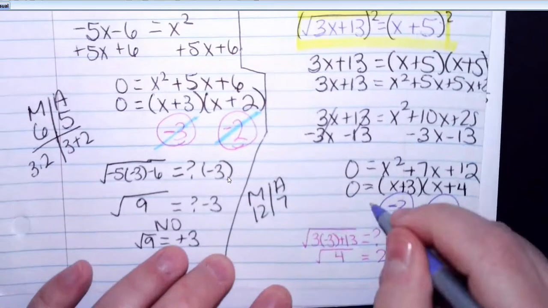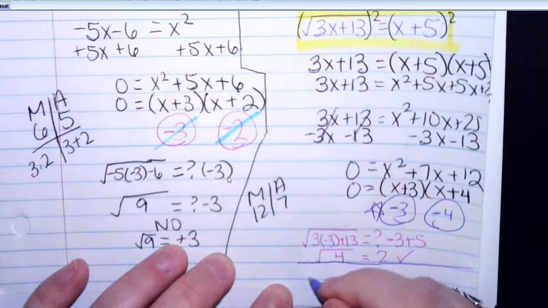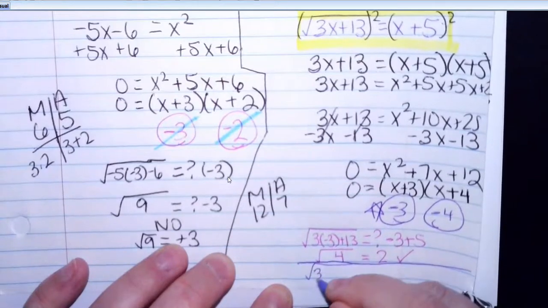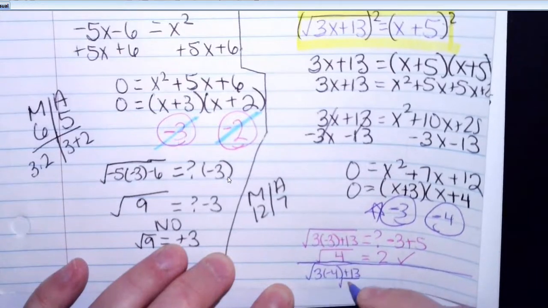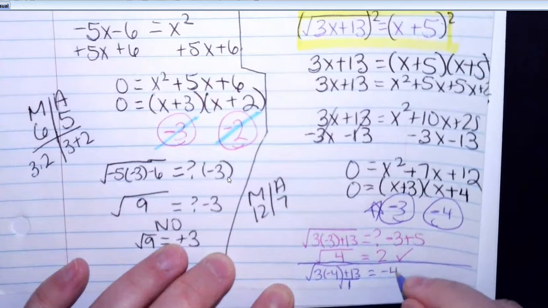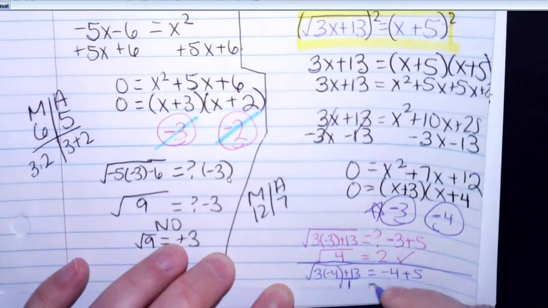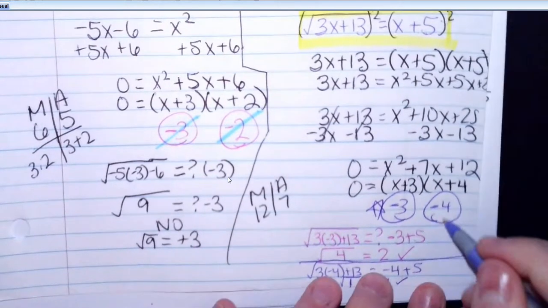Now, if you want to check the negative 4, you're going to see the same thing. This is the square root of 3 times negative 4 plus 13. That'll be the square root of 1. The other side of that equation would be negative 4 plus 5, and that is also equal to 1. Both of those are positive, so both of these answers work.